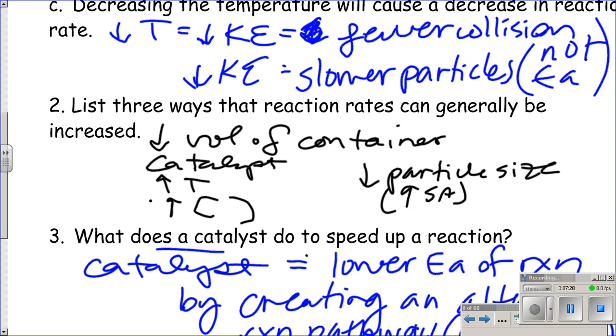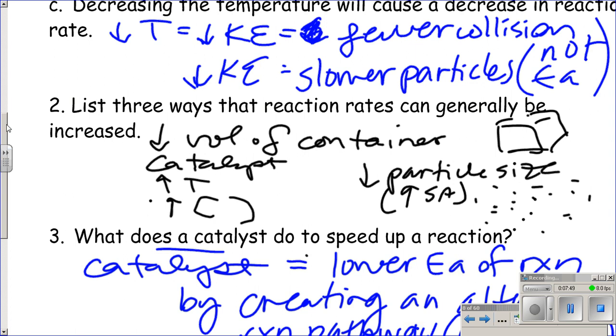Because a block of sugar has how many faces? 6 faces times whatever their area. That's it for their surface area. Powdered stuff, these are tiny, tiny cubes. Well, they all have 6 faces. Sum up all of their faces together, they have more surface area exposed. So more surface area, more area for collisions, more collisions, faster rate.